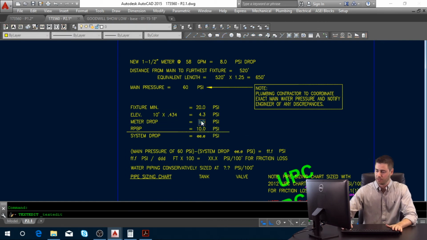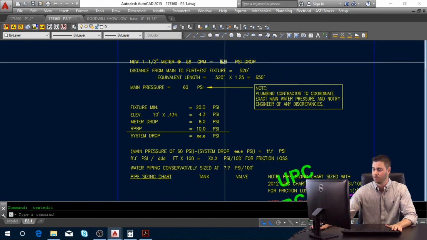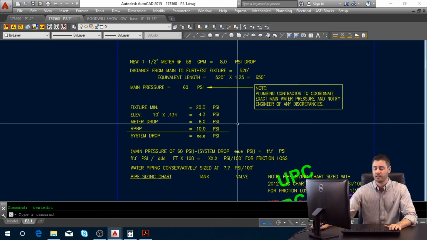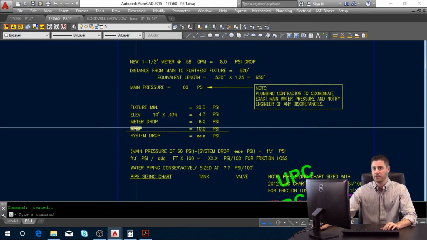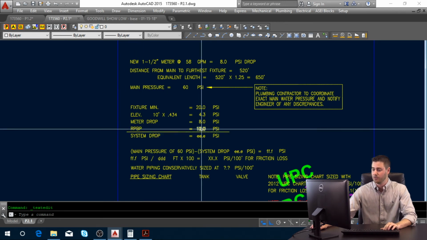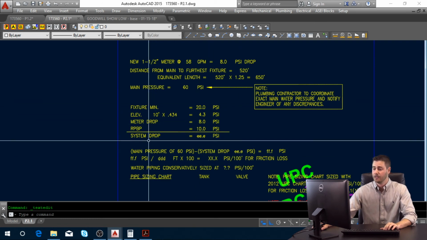Edit this to show 8.0. Again, before I edited this showed BB. Here it showed BB. It gives you a good job of guiding you throughout this process. This RPBP stands for your Reduced Pressure Backflow Preventer. Every commercial project has one, and a pretty standard value you use here is 10 psi. So leave that alone. The next, you need to add these up to get your system drop.